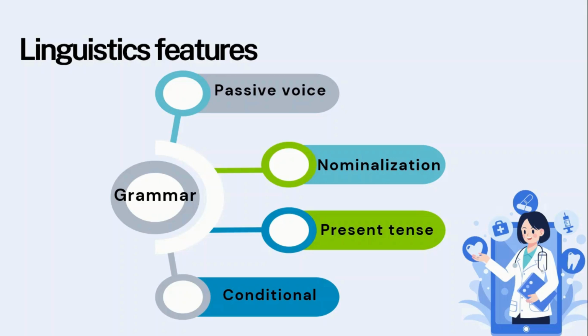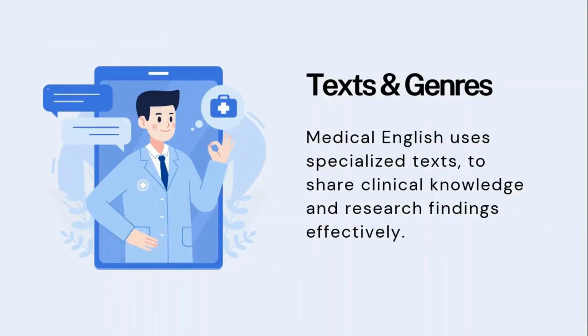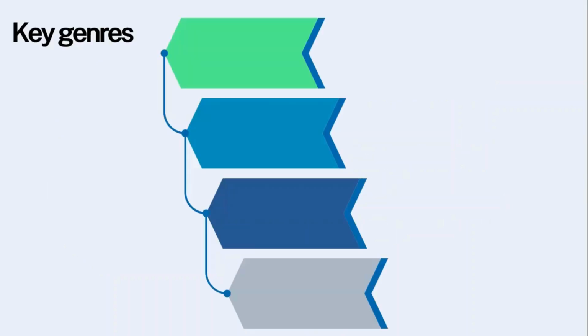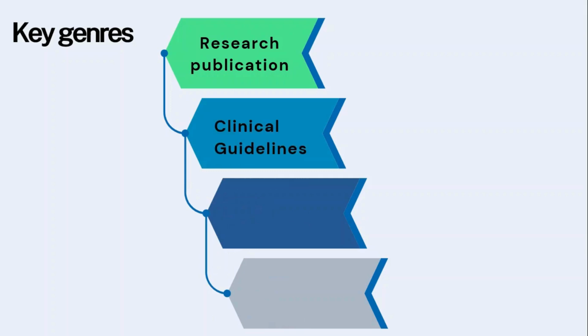Understanding the vocabulary and grammar is essential, but it's equally important to recognize the variety of texts and genres where medical English is used. Let's now explore these different types of communication in the medical field. Medical English is used in a variety of texts and genres to serve different communication purposes. These include research publications. Peer-reviewed articles are fundamental to advancing medical knowledge and practice. Clinical guidelines.